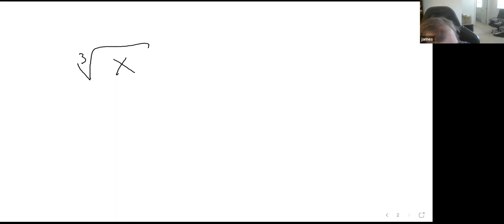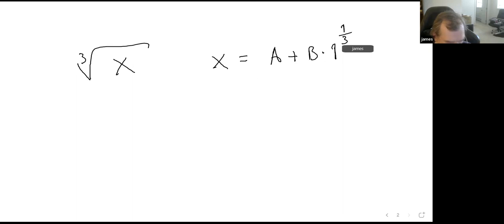So in general, we're going to be taking the cube root of x, and x is going to be equal to something like a plus b times 1 to the 1/3. So that's an Eisenstein quantity, right? But if you want to make that into a normal extension, a Galois extension, then you have to include all of the other roots of the same equation.